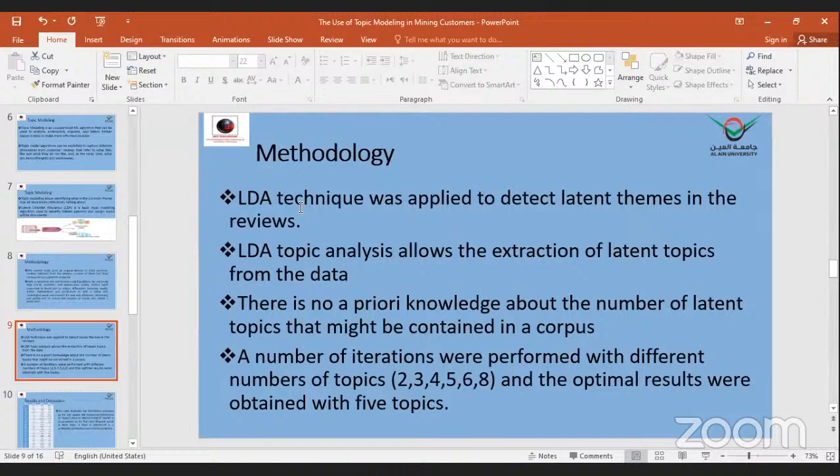After that, we applied the LDA technique to detect latent themes in the reviews. The LDA topic analysis allows the extraction of latent topics from the data. There is no prior knowledge about the number of latent topics that might be contained in the corpus or in the text. A number of iterations were performed with different numbers of topics. Many trials were made, 2, 3, 4, and the optimal result was obtained with 5 topics.